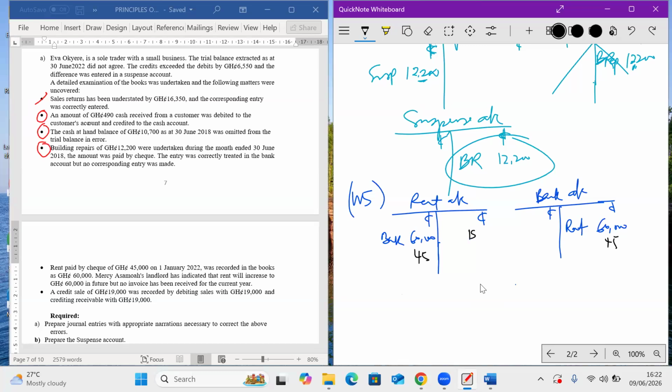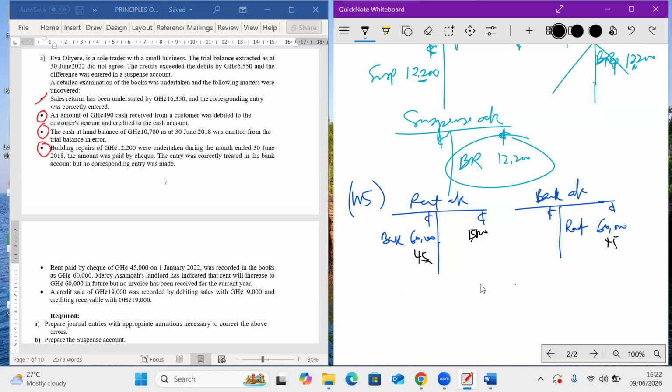Whenever you put the figure on the opposite side, you subtract. Don't forget it. Whenever you put the figure on the opposite side, you subtract. To get 45,000 simply means that we subtract 15 from the 60. Your final balance will be 45. Are you good? Yes.